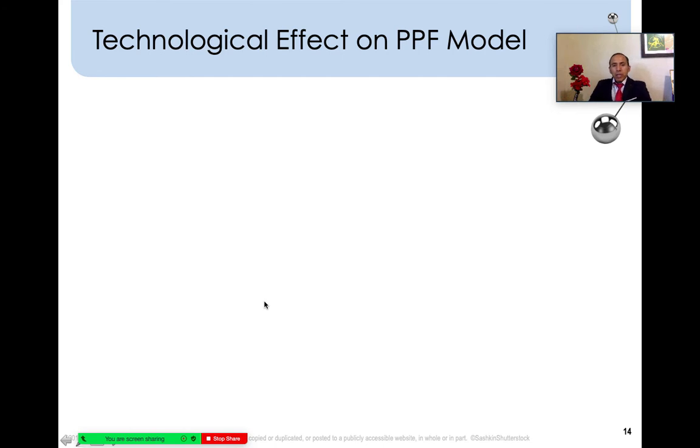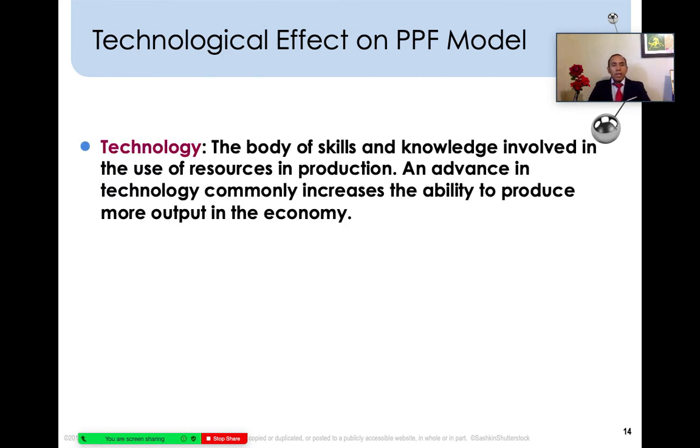Now, how does technology help the PPF model? Technology is one of those fundamental pillars of production and economic growth. It's the body, the skills, the knowledge involved in the use of resources in the production process that help increase productivity, that help stimulate the economy. It's an advance in technology that is happening every month, every year, and every time the economy expands, there's a technology contribution. So it's commonly referred to as the growing ability to produce more of everything in the market.